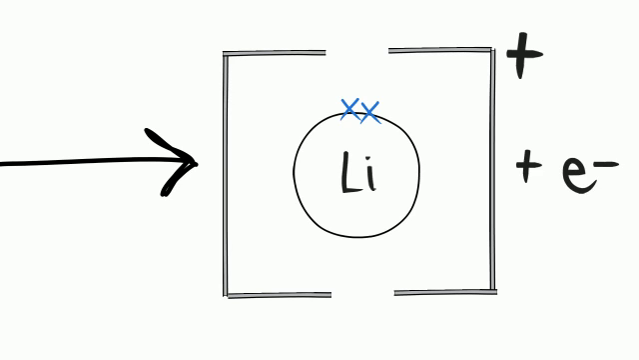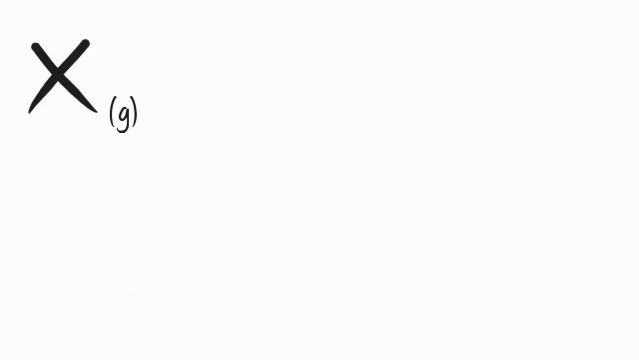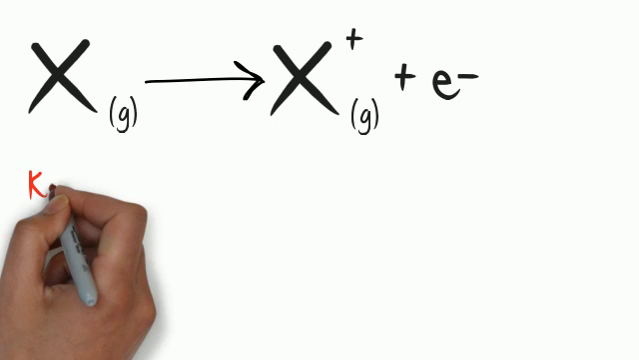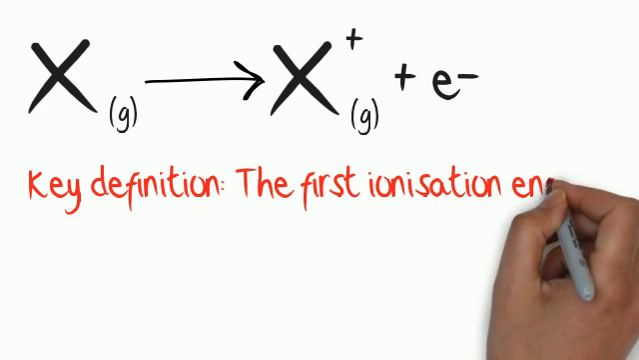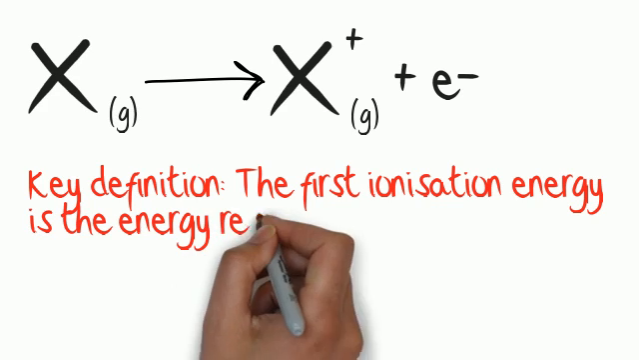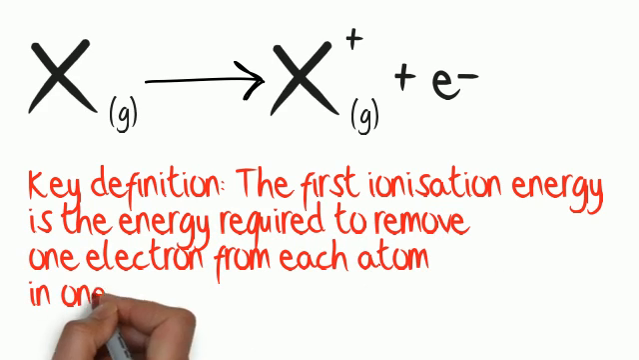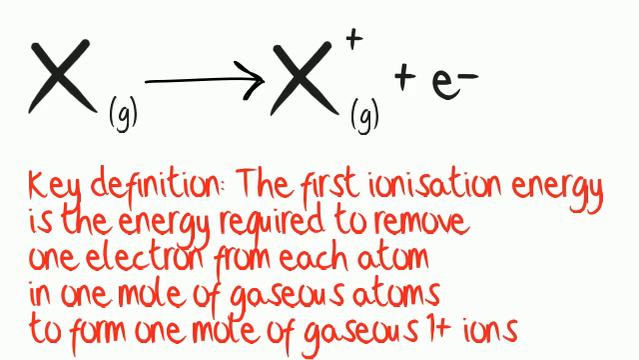Atoms must be in the gaseous state so that they are isolated from other attractions to allow all the energy to be used in removing an electron. The definition of the first ionisation energy is the energy required to remove one electron from each atom in one mole of gaseous atoms to form one mole of gaseous +1 ions.